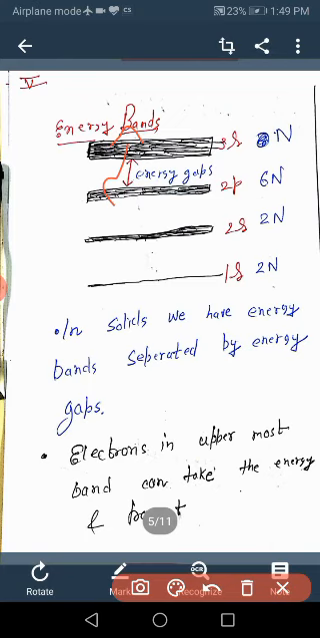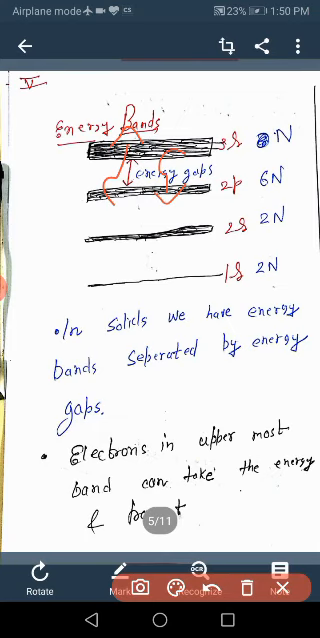And if an electron wants to jump from here to here, so from this 3s to this 2p, then it will have to release energy equal to the energy gap, and here it will have to gain that energy equal to the energy gap. So this is the energy gap and the energy bands.